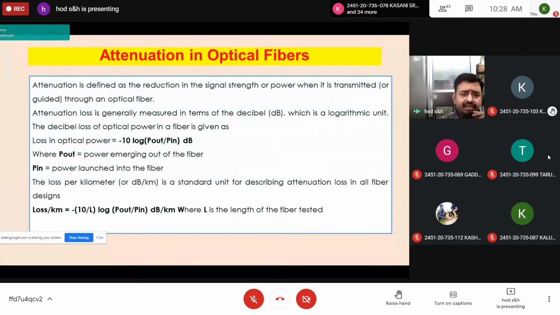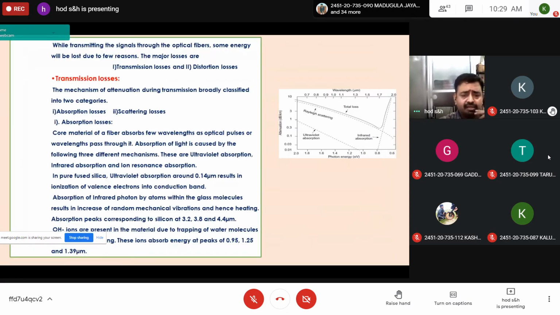Attenuation is defined as a reduction in the signal strength of power when it is transmitted through the optical fiber. It is measured in terms of decibel, which is a logarithmic unit, and the loss in optical power is represented by minus 10 log P out by P in decibel. Generally, it is expressed in terms of kilometers. So loss per kilometer is minus 10 by L log P out by P in decibel per kilometer. But for basic experiments, it can be treated as meters only, decibel per meter only we can say.